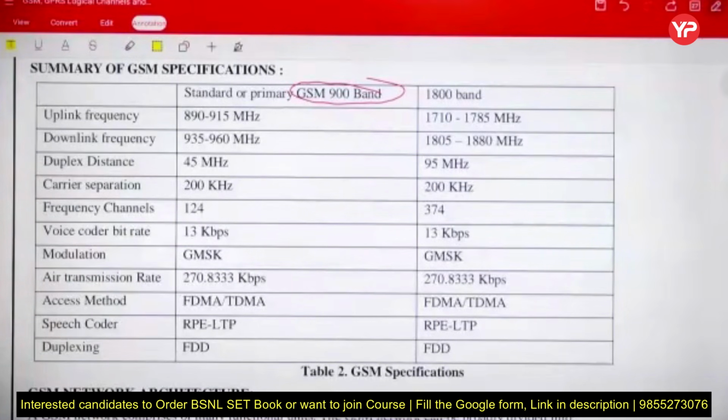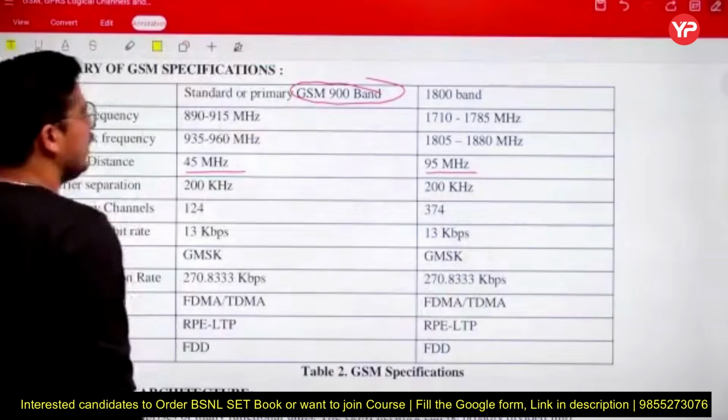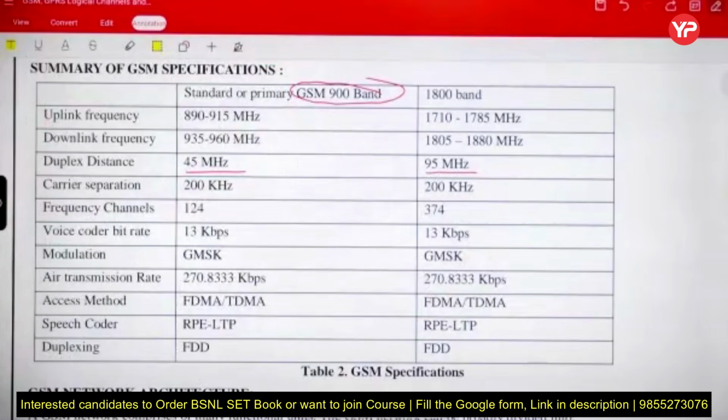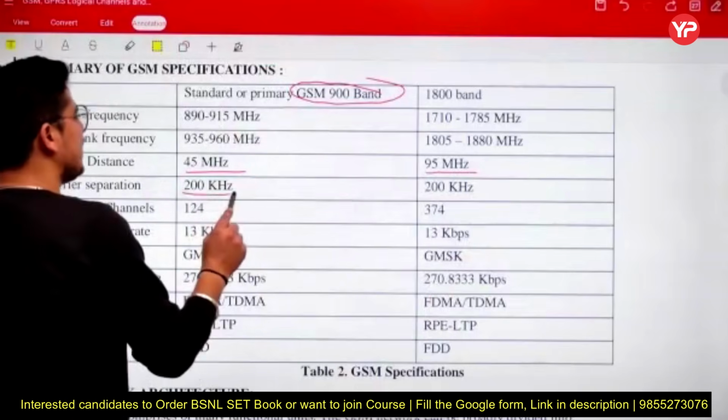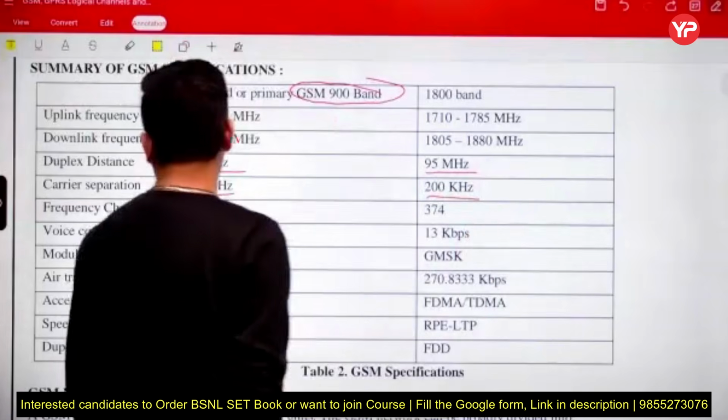Another thing is downlink frequency, that you can check for each of them, either for 900 or 1800. Next is duplex distance. Duplex distance between uplink and downlink. Duplex distance is 45 megahertz here and 95 megahertz in the case of the 1800 band. Carrier separation, I already told you that carrier separation in GSM is 200 kilohertz, right?